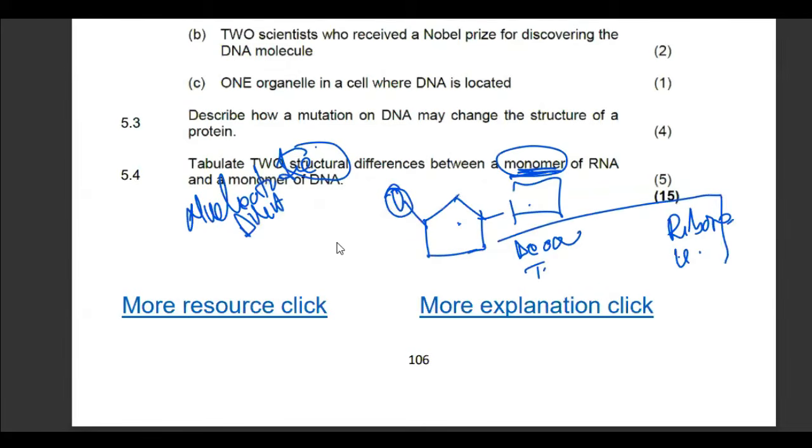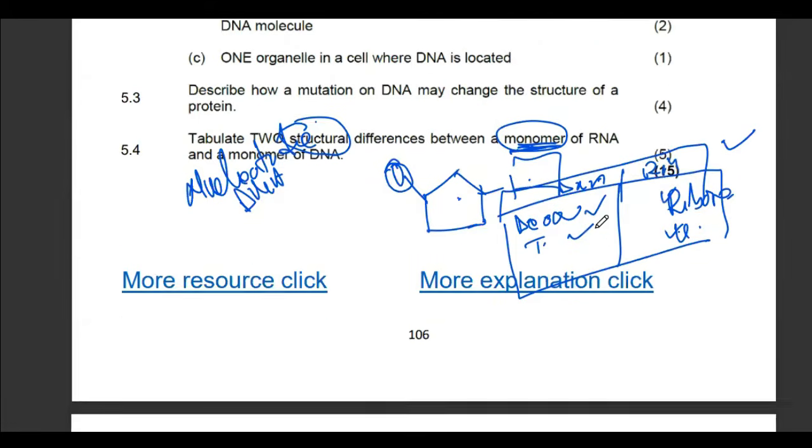So after that, you draw a table. It must be a complete table, and then you put DNA, and then you put RNA at least. Then you get a tick here, a tick here, a tick here, a tick here, and a tick for the table, which makes it 5 marks.